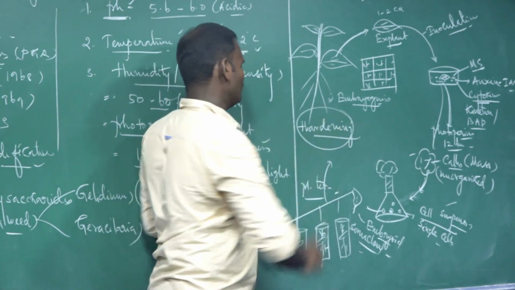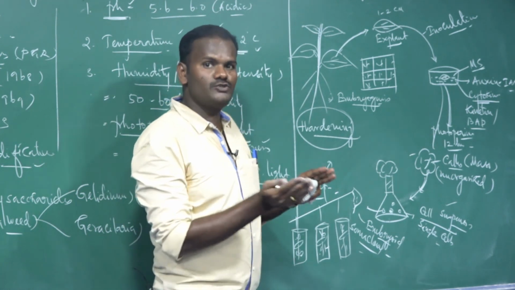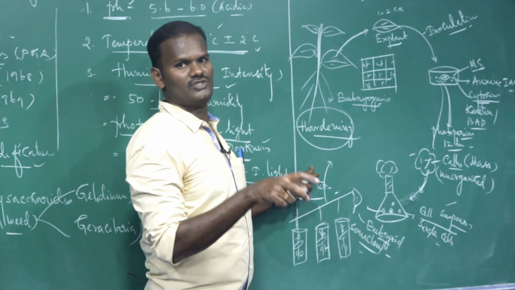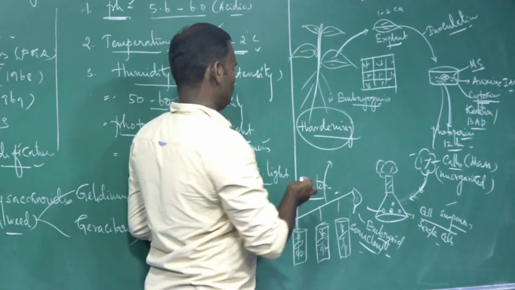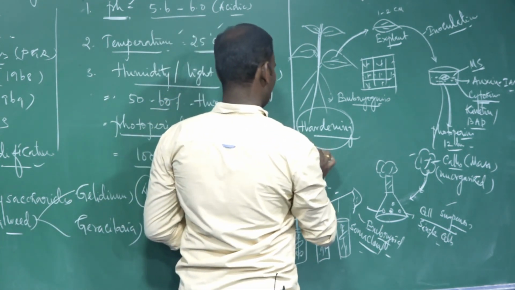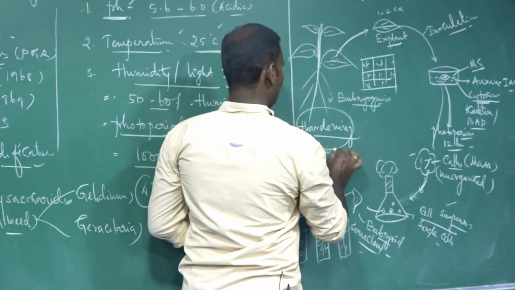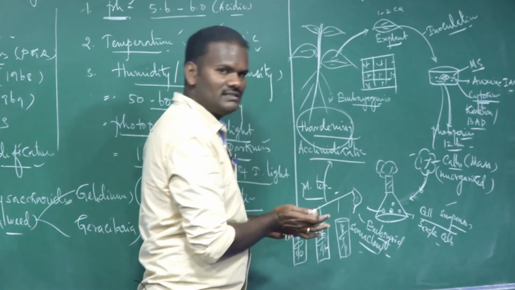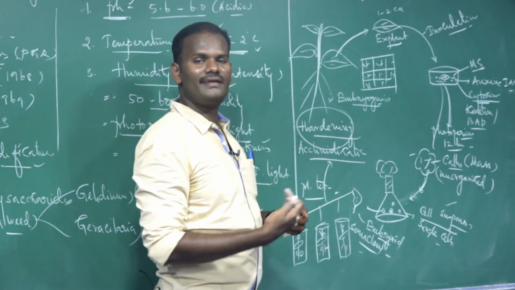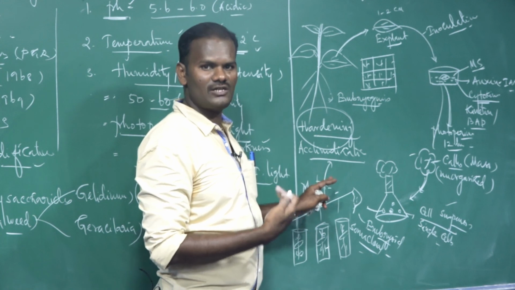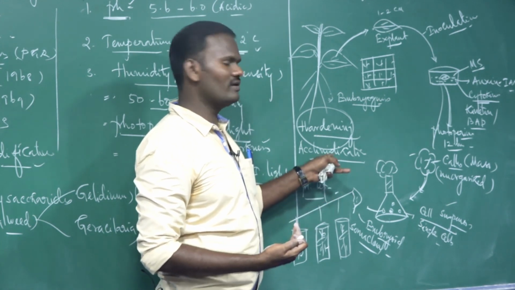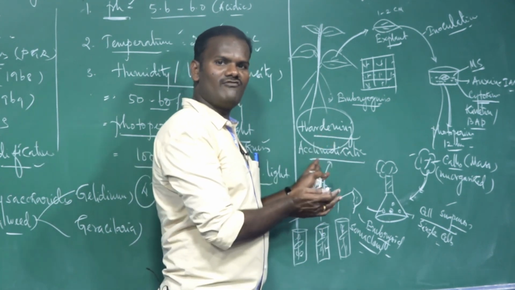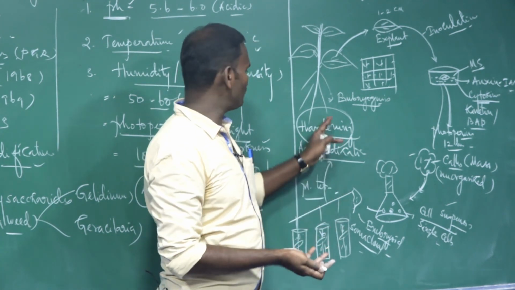So hardening is nothing but gradual exposure of these plantlets to humid conditions for acclimatization. Acclimatization in the sense that they get adjusted to the local environmental condition in a stepwise manner. Normally they are growing in the normal field. Expose the plantlets to the normal environmental condition in a stepwise manner by the process called hardening.